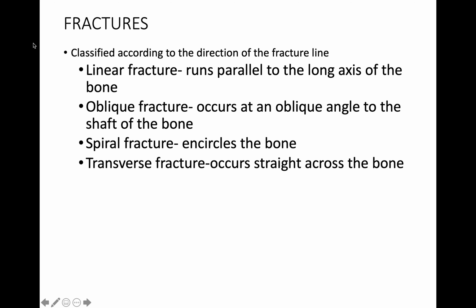A linear fracture runs parallel to the long axis of the bone. An oblique fracture is at an angle, an oblique angle to the shaft of the bone. A spiral fracture is going to encircle the bone, and a transverse is cut right across the bone.